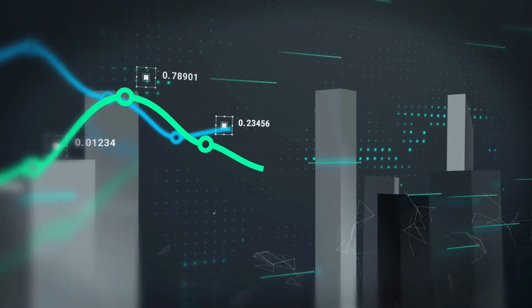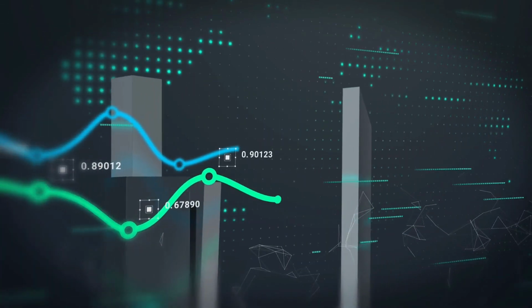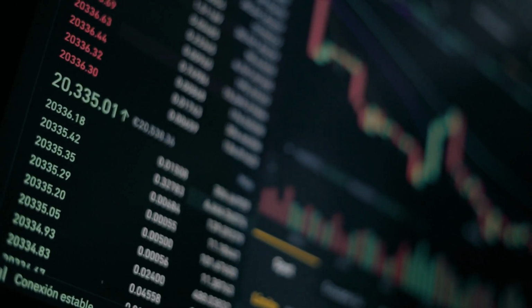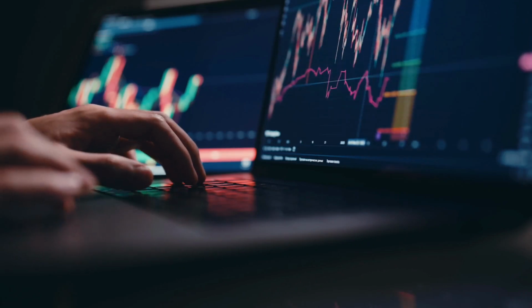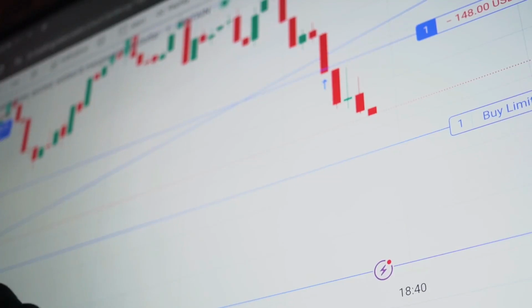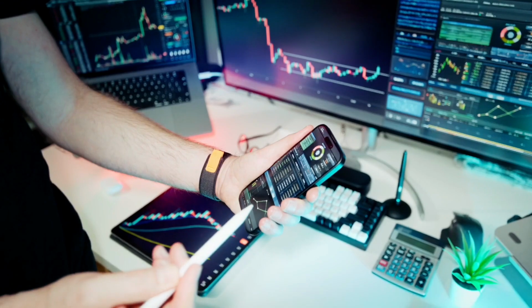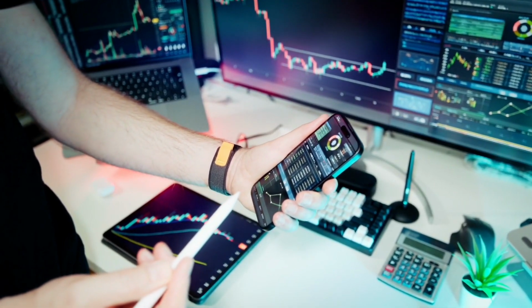What is BTC.D? BTC.D refers to the percentage of Bitcoin's market capitalization compared to the total market capitalization of all cryptocurrencies. In simpler terms, it shows how much of the crypto market is made up of Bitcoin. For example, if BTC.D is 50%, that means Bitcoin accounts for 50% of the total crypto market cap.